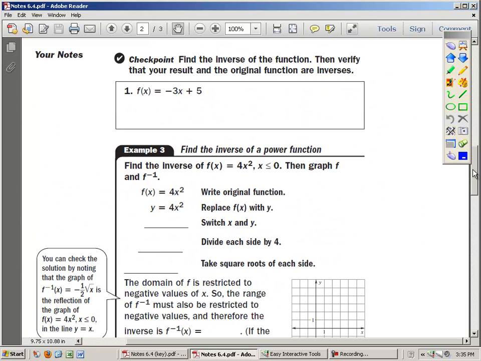All right? So go ahead and try this example here, this checkpoint. We'll be right back with a solution.